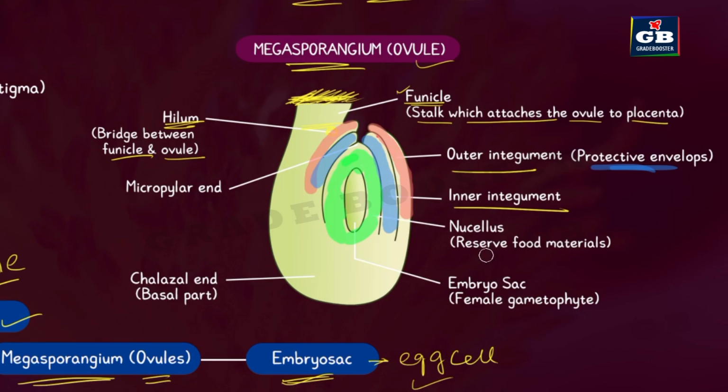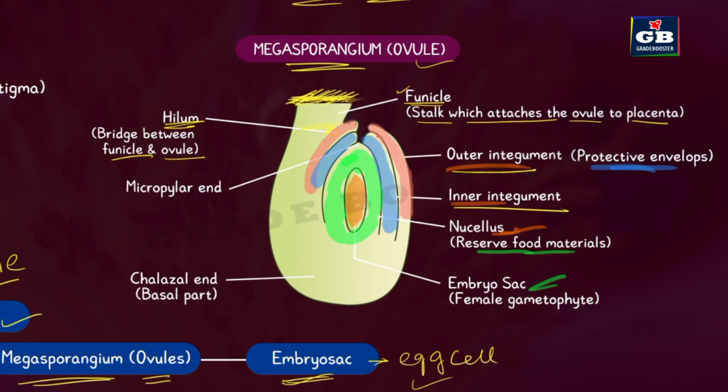It contains the reserve food materials that are necessary for the development of embryo sac. So the center one, this central part, is called the embryo sac. The embryo sac is covered by nucellus. Nucellus is the reserve food material, and the nucellus is protected by inner integument and outer integument.